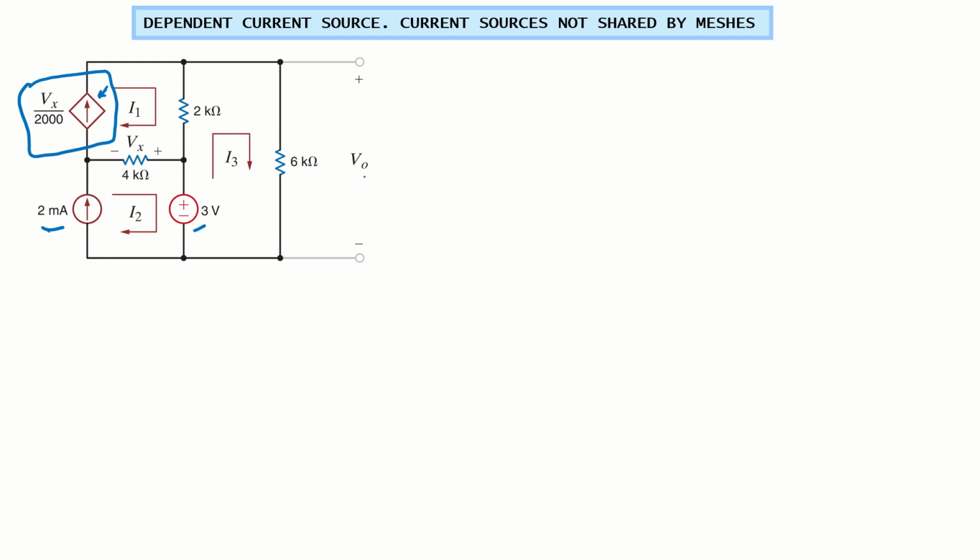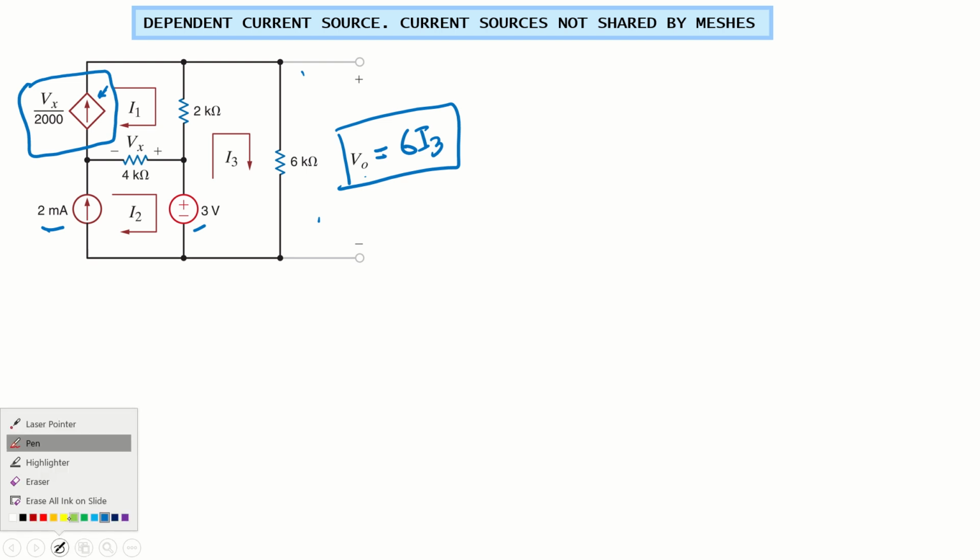We have three loops here. Our target is to find V naught. V naught is the drop here, so basically that is 6 times the current flowing through this loop, that is I3. So 6 times I3. If we find I3, we can find the output voltage.